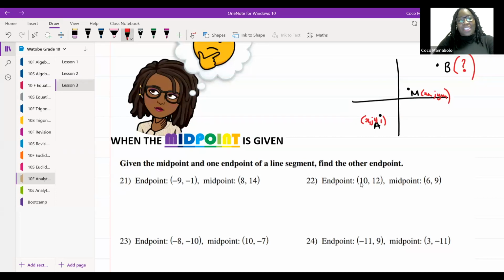Okay, I don't know what this point is. I want you to tell me, what are the coordinates of B?